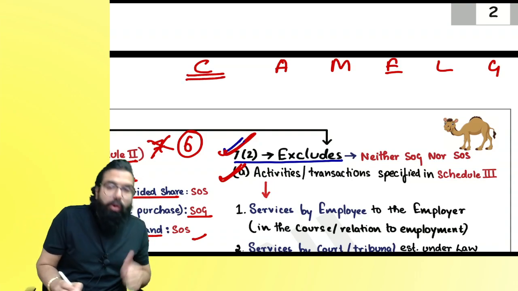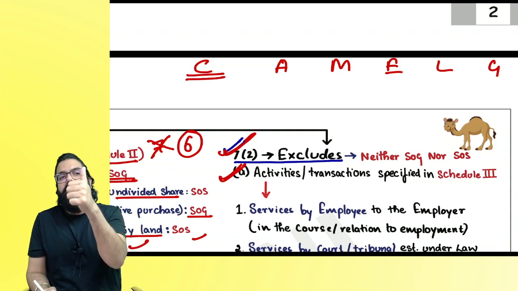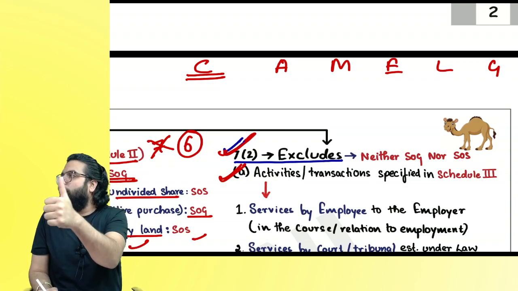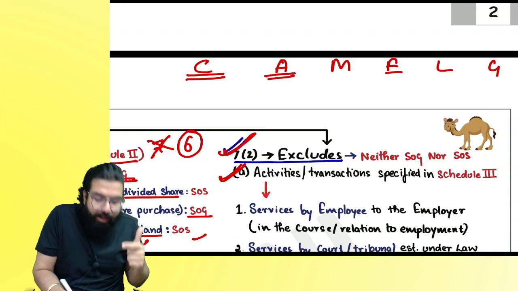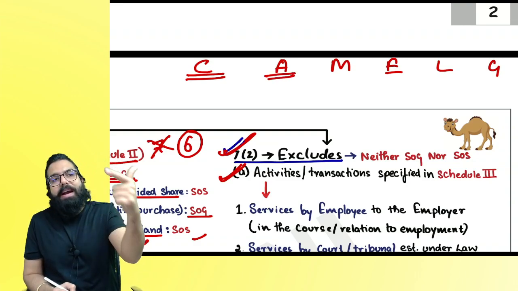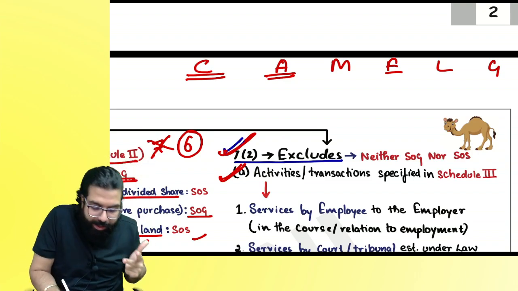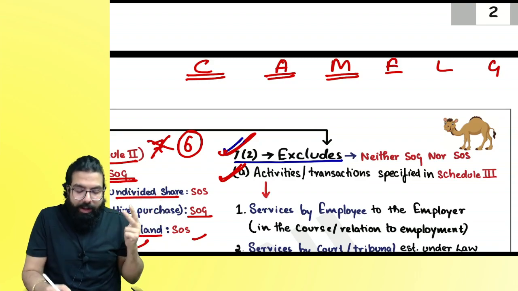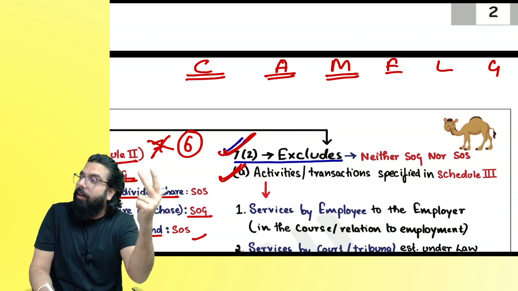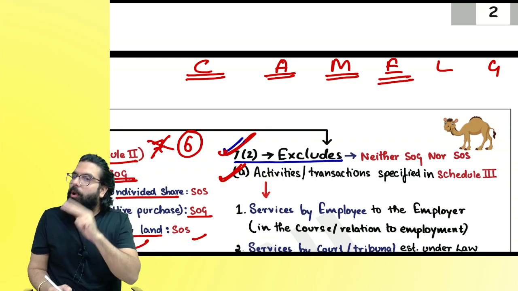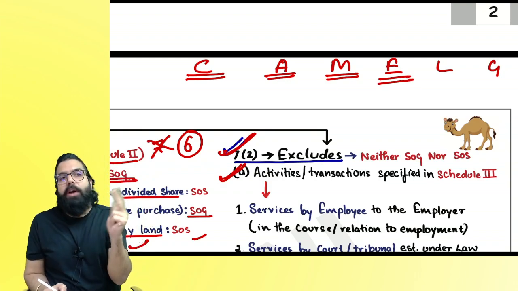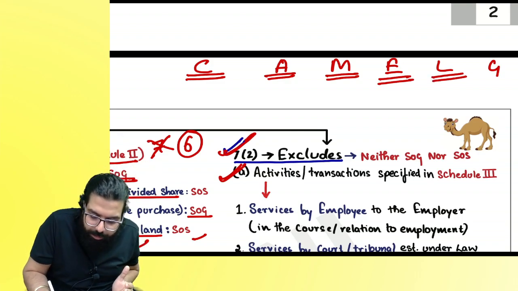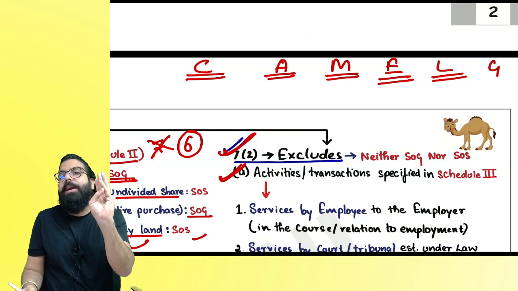C means court or tribunal services. Court or tribunal established under law, their services are neither supply of goods nor supply of service. A means actionable claim other than betting, gambling, lottery. M for mortuary, funeral, burial services, including transportation of the deceased. E for employee to employer services in the course of employment will be neither supply of goods nor supply of service. L means sale of land and completed building.